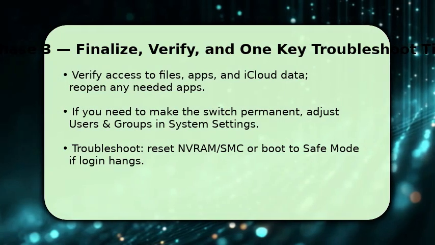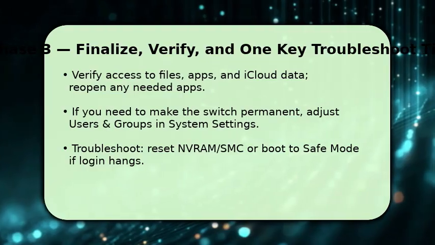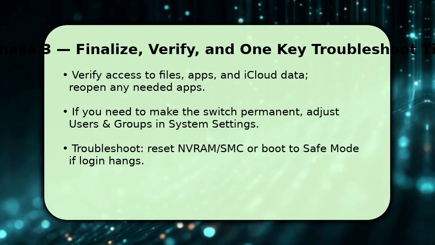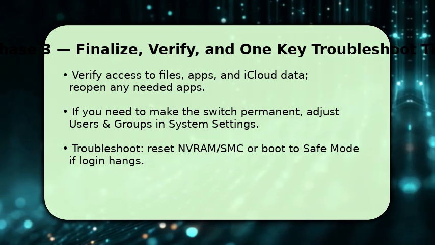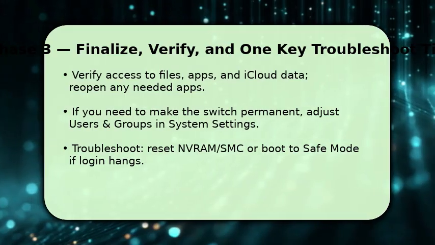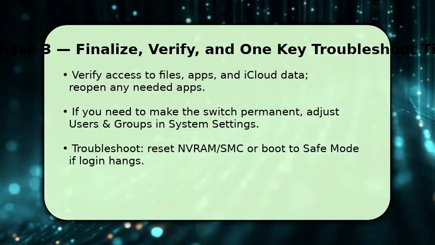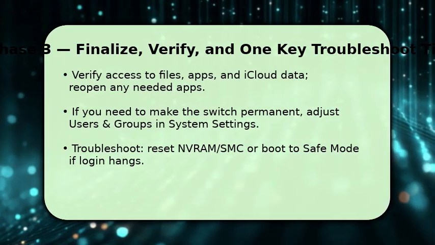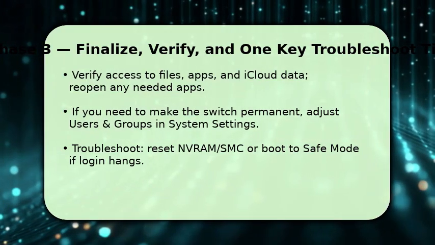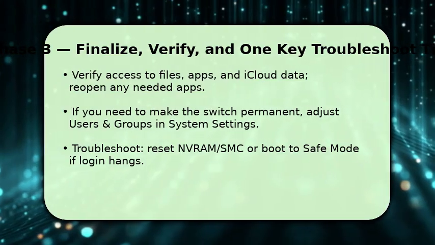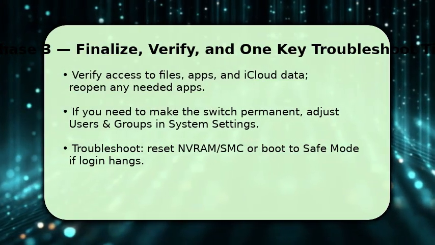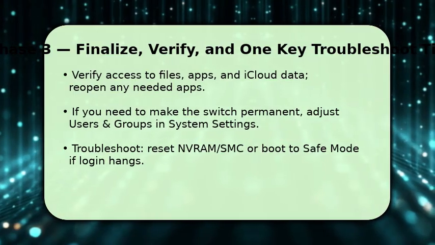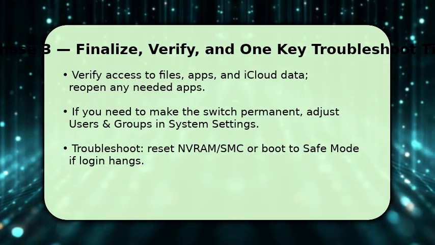You finish by confirming file and app access, ensuring iCloud and preferences are intact. Reopen apps as necessary. If you want this account to be the default interactive user, go to System Settings, Users and Groups, to adjust login options and fast user switching. If something goes wrong, for example, the login hangs or the session fails, restart into safe mode, or reset NVRAM/SMC to clear hardware-level issues. This common fix often restores clean login behavior without data loss.